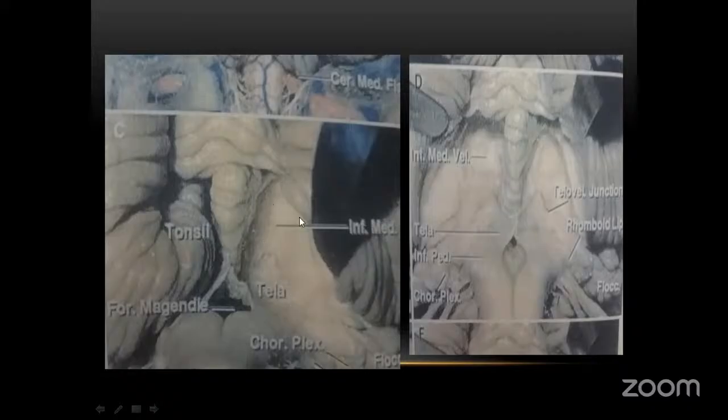When we resect the tonsils here, look at this thin membrane from here to here. This is the inferior medullary velum. Okay, this is the inferior medullary velum, and here, can you see this junction?